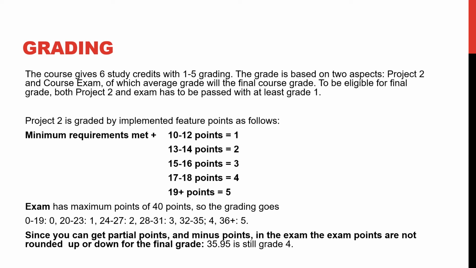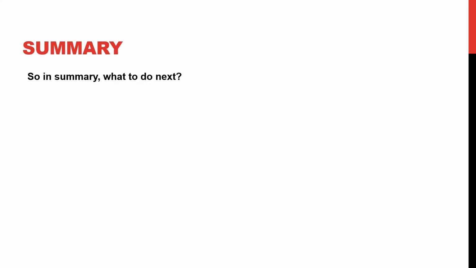But that result is not rounded. So if you get on your best attempt 35.95 points, it's still grade 4 because it's less than 5, which requires 36 or more points. So no rounding, but still the grades are defined as follows. And of course, yes, the final grade is the average between the project 2 and exam.